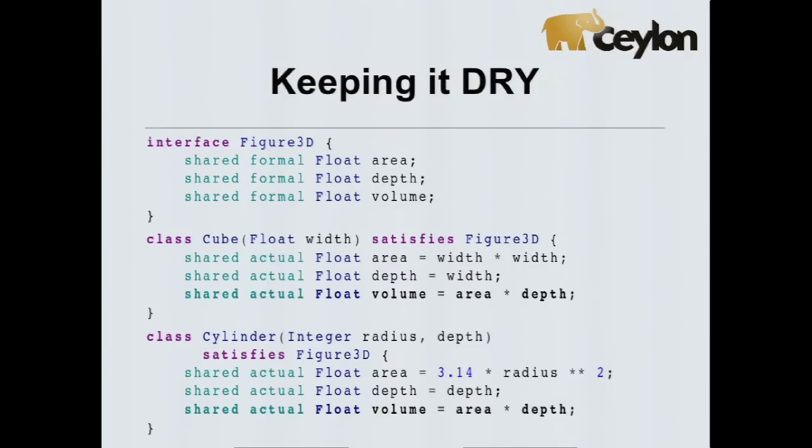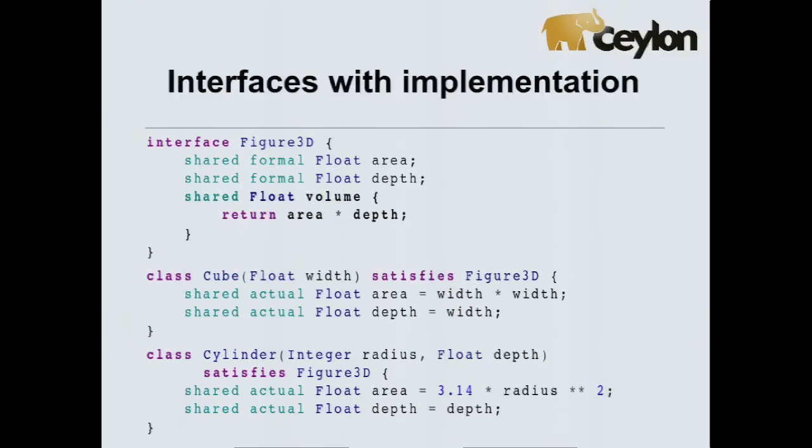Another feature we have is the fact that many times in Java or other similar languages, you tend to duplicate some of the logic here. You could actually use an abstract class to factorize that, but you usually don't do it because you can only have one abstract class per hierarchy. What Ceylon lets you do is provide a default implementation for a given method. In this case, figure 3D has a default implementation for volume. I can override it in any of the subclasses, but otherwise the default implementation is inherited.